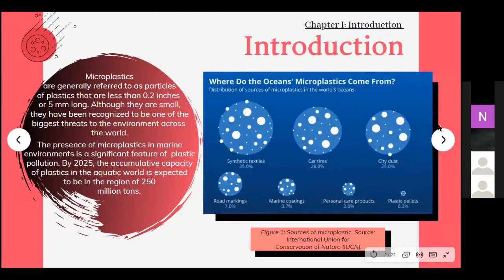We begin with the introduction to the theory, which is the backbone for our problem, that is microplastics, which are generally referred to as plastic particles less than 5 millimeters in size. They have been recognized as one of the biggest threats to the environment across the world, including oceans. On the right, we have sources of microplastics in oceans according to the IUCN. By 2025, it is estimated that the cumulative capacity of plastics in the aquatic world will be around 250 million tons.